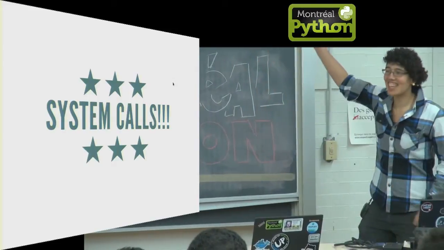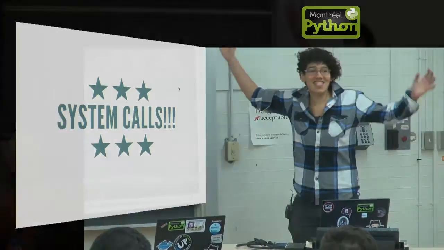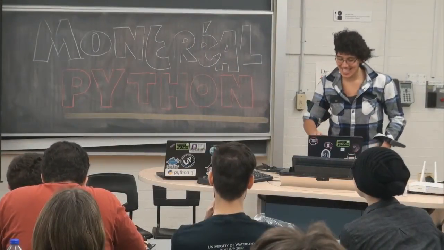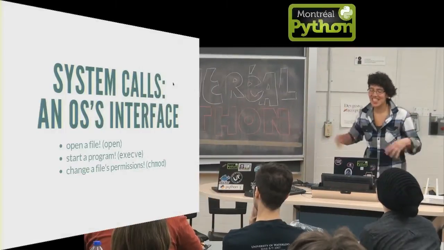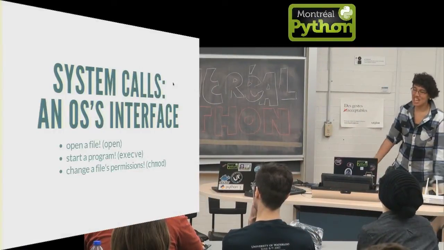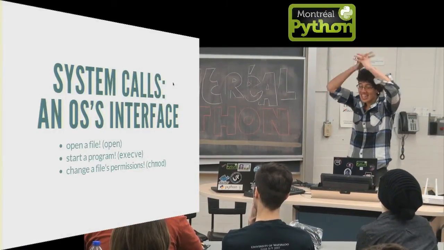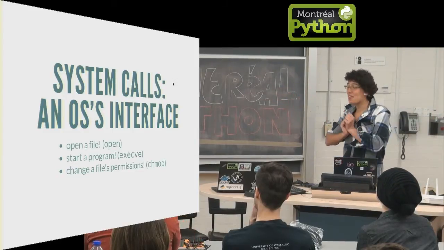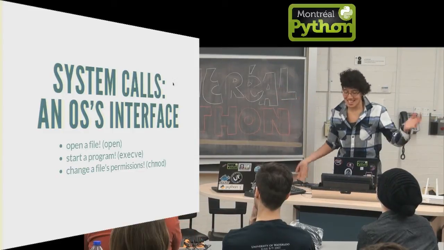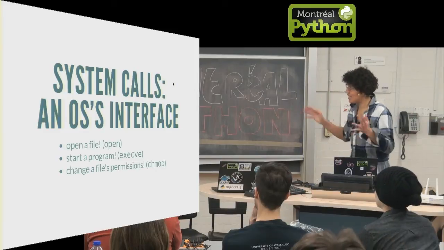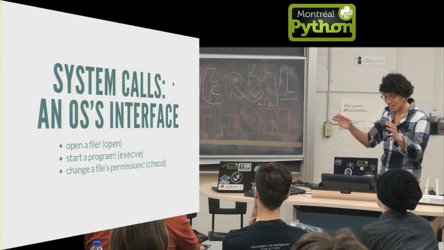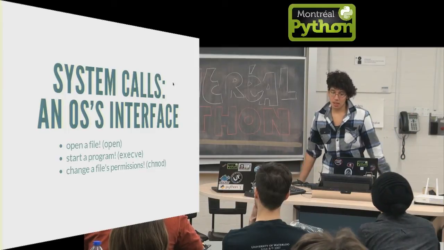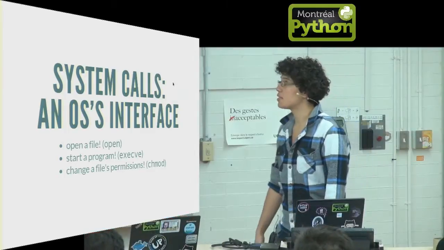Who knows about system calls? Lots of you. System calls are the greatest. System calls are the interface to your operating system, right? You open a file and you're like, hey, can you open me a file, please? You want to start a program and you're like, hey, can you start me a program with the execve system call? You want to change a file's permissions. You want to send data over a network. Lots and lots of stuff happens through system calls.